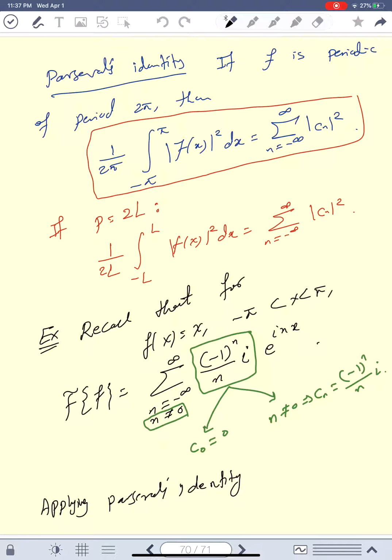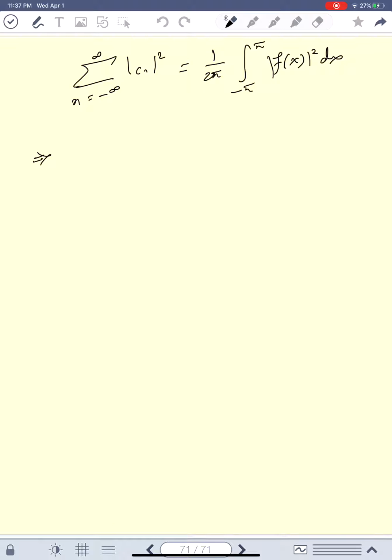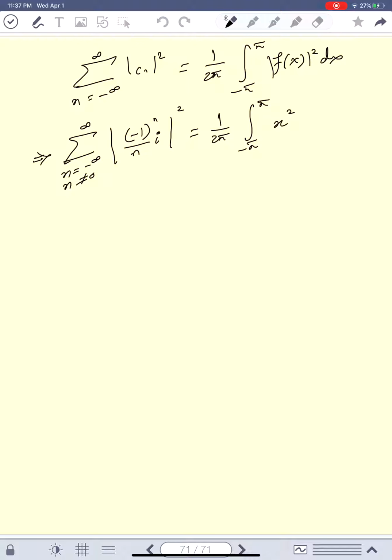So now let's look at the Cn. What is the Cn again? This is the formula for Cn. So we're saying that the sum from n equals negative infinity to infinity, when n is not 0, because when n is 0, C0 is 0, it doesn't contribute to the sum, of the absolute value of minus 1 to the n over n i, this is the Cn squared, is equal to 1 over 2 pi, the integral from minus pi to pi. What is f? It's x squared dx.